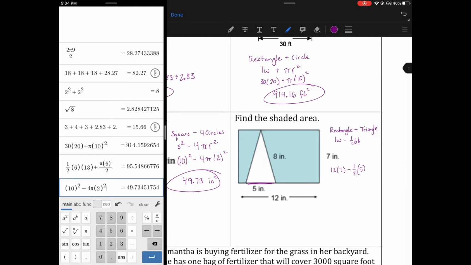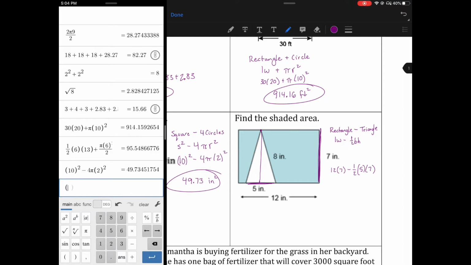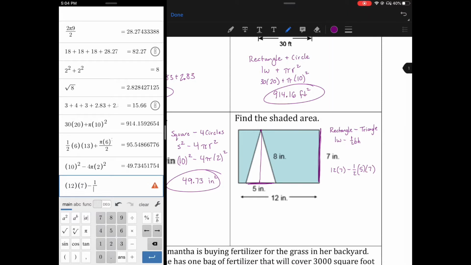And the height is if I go from the top and I go straight down. So it's not 8 because that's the slant, but it's how tall the whole shape is, which is going to be 7 inches. And then I just plug it in. So I have 12 times 7 minus 1/2 times 5 times 7, which gives me 66.5 inches squared as my answer.